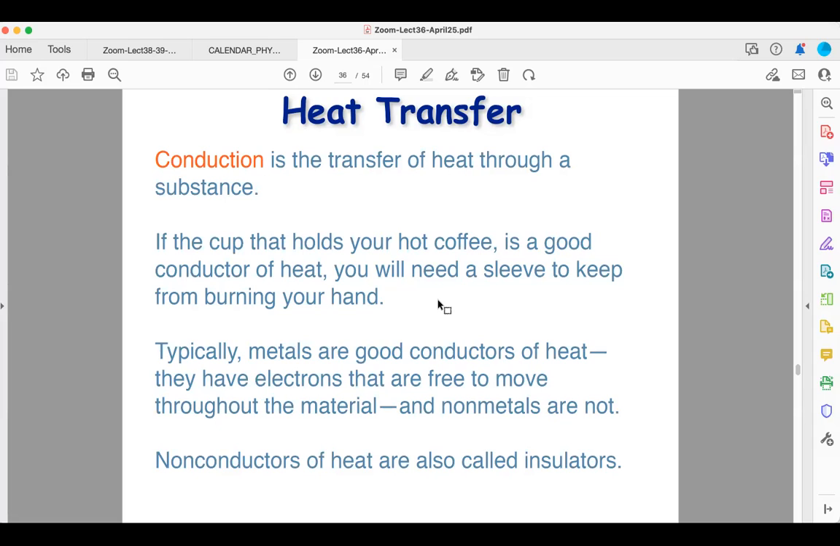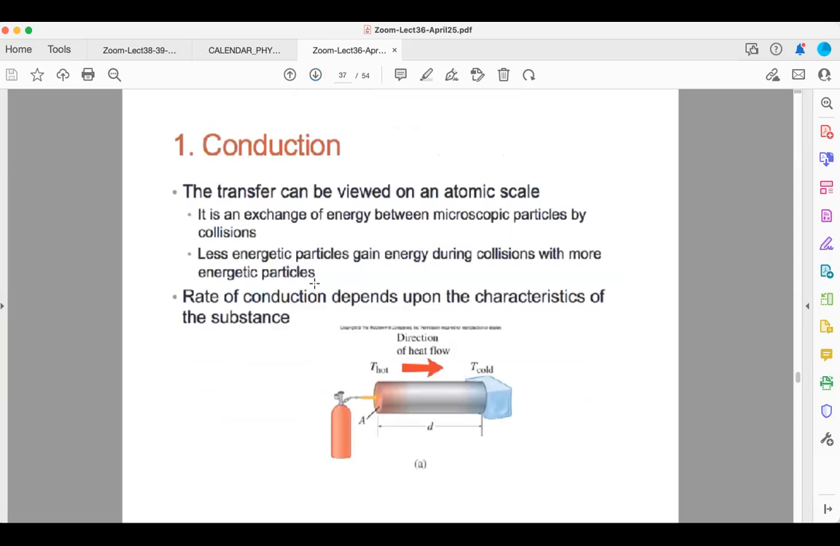Typically, very good conductors are metals, because they have electrons that are very free to move through the material, while non-metals do not. I think you have done atoms in chemistry, where you've seen that some atoms have electrons that move around more easily. So in metals, heavy elements, the electrons are easy to move around, and so they can transfer heat very easily. The transfer can be viewed at an atomic scale. It's an exchange of energy between microscopic particles by collision.